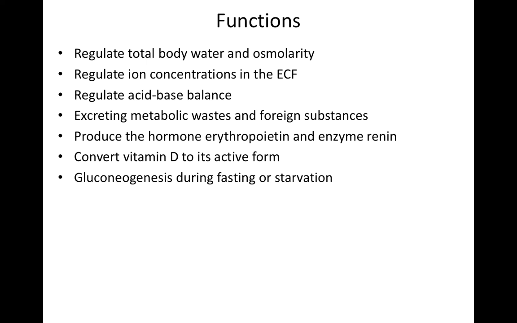We are producing the hormone erythropoietin and the enzyme renin. So we've talked about both of those. We use our kidneys to convert vitamin D into its active form, which is called calcitriol. And then during times of fasting or starvation, your kidneys can actually undergo a process called gluconeogenesis. If we break that word down, gluco means glucose, neo means new, and genesis means start or beginning. So what this means is that the kidneys can actually make new glucose.